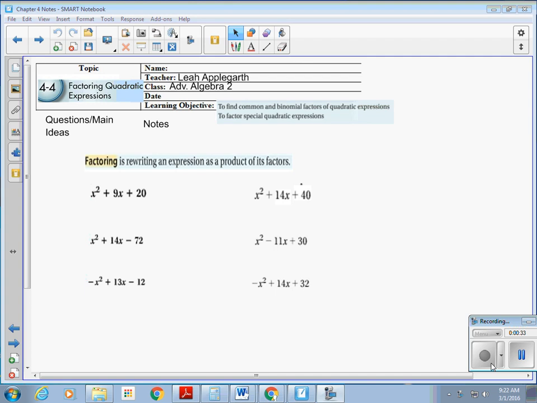I've included a practice worksheet for your practice today. If you still need more practice, there are plenty of questions in your book. In section 4-4, you can use this practice.